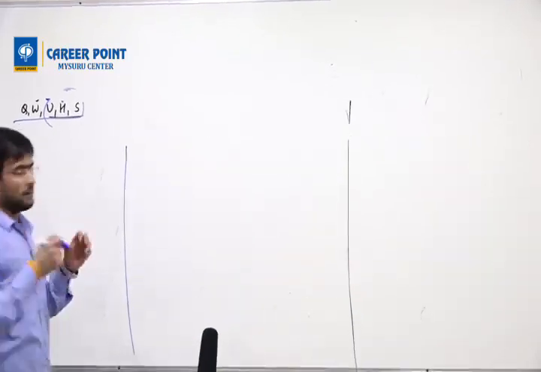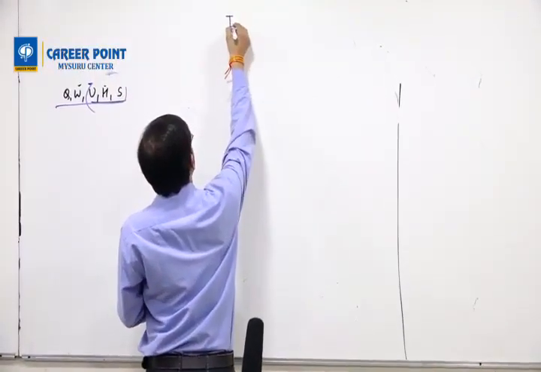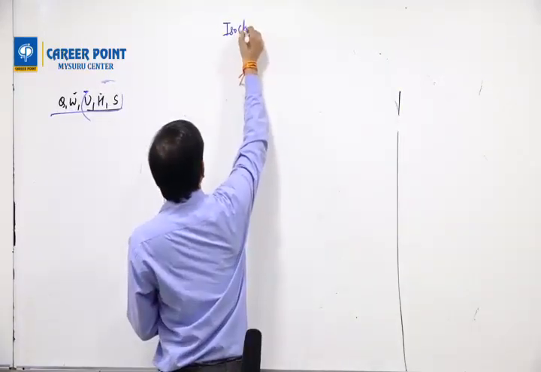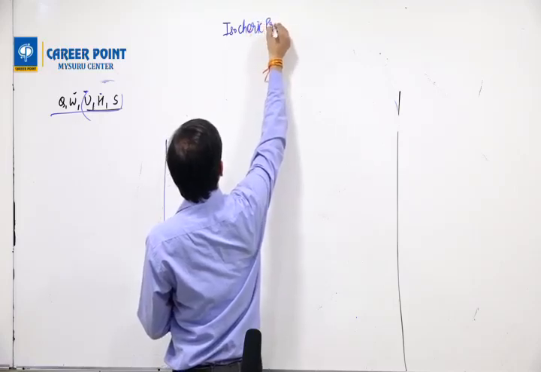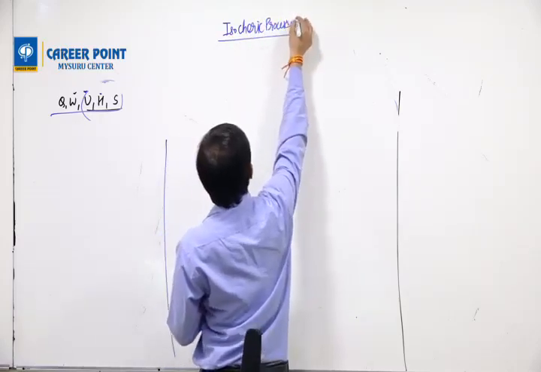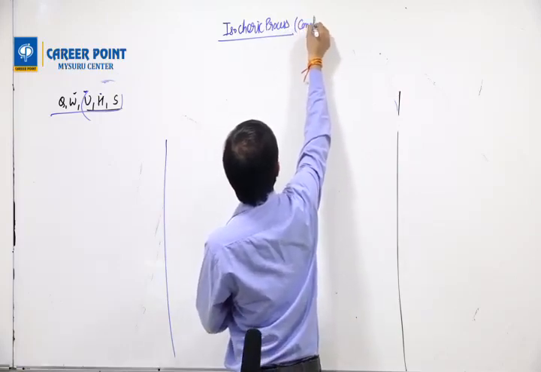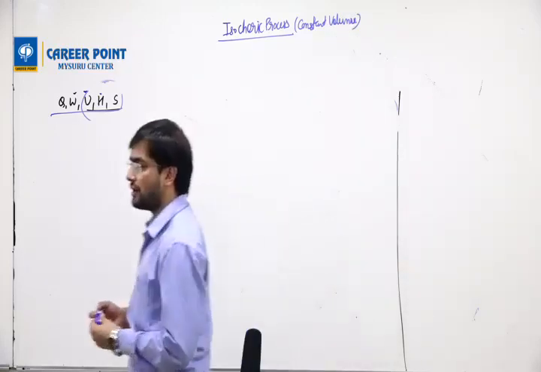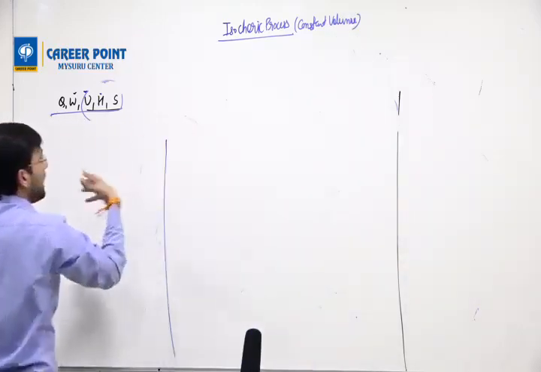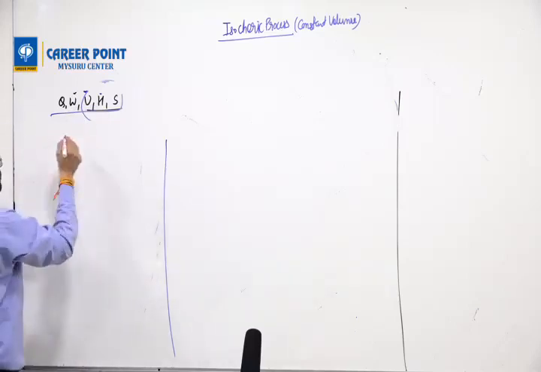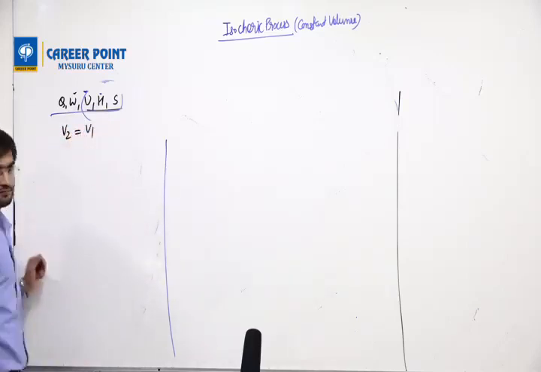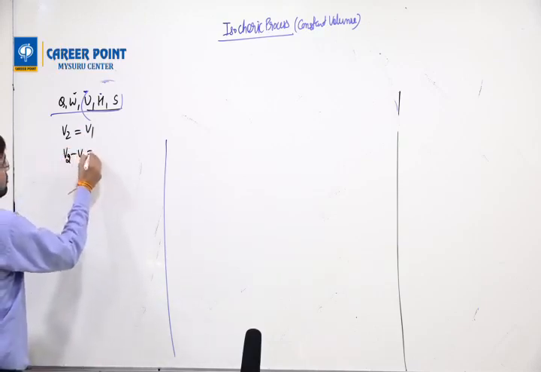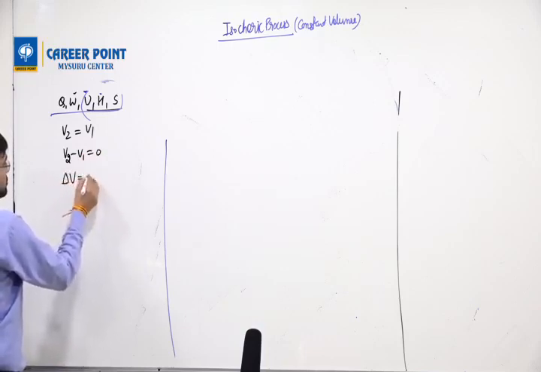Okay, so the next heading we will have is, we have done isothermal, we have done isobaric, the remaining is called isochoric process. Isochoric process means constant volume. So if this is constant volume, what can I have from that? Constant volume means I can write V2 equals V1, so V2 minus V1 equals 0. Then I can write delta V equals 0.